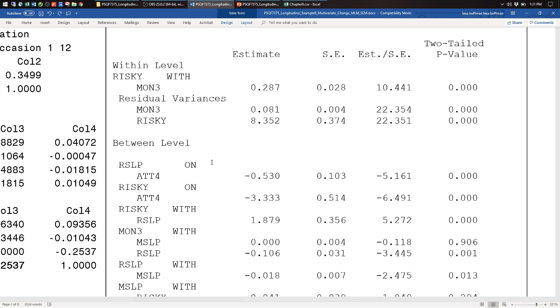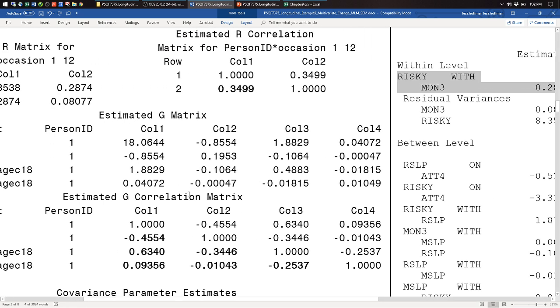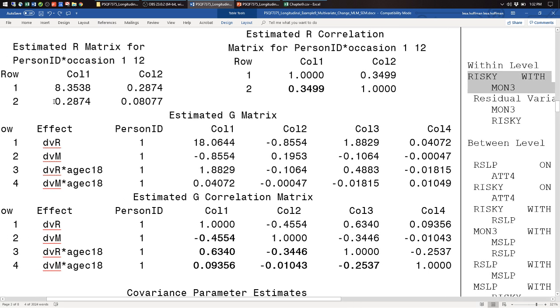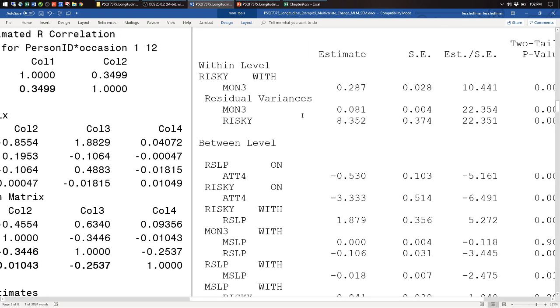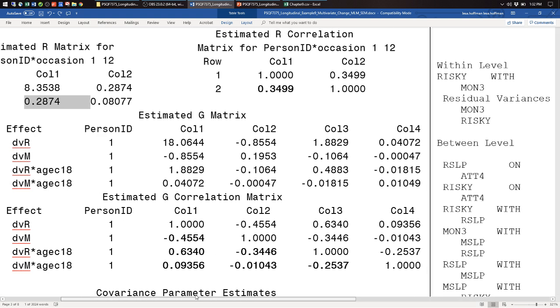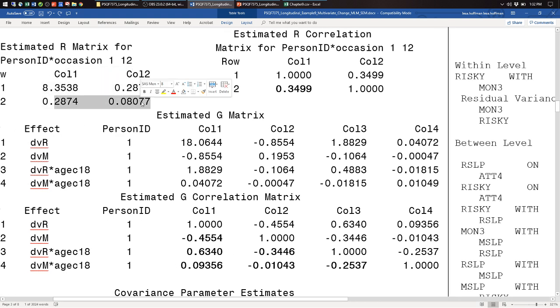All of these numbers exactly match those of SAS because this is the same model that we just looked at, the undirected model, where all of the relationships between risky and monitoring are specified via covariances. So risky with monitoring in the within, that's my level 1 R matrix covariance, 0.2 something or another. That's right over here. Likewise, the residual variances on the within level correspond to the level 1 E residual variances that show up on the diagonal of the R matrix here.